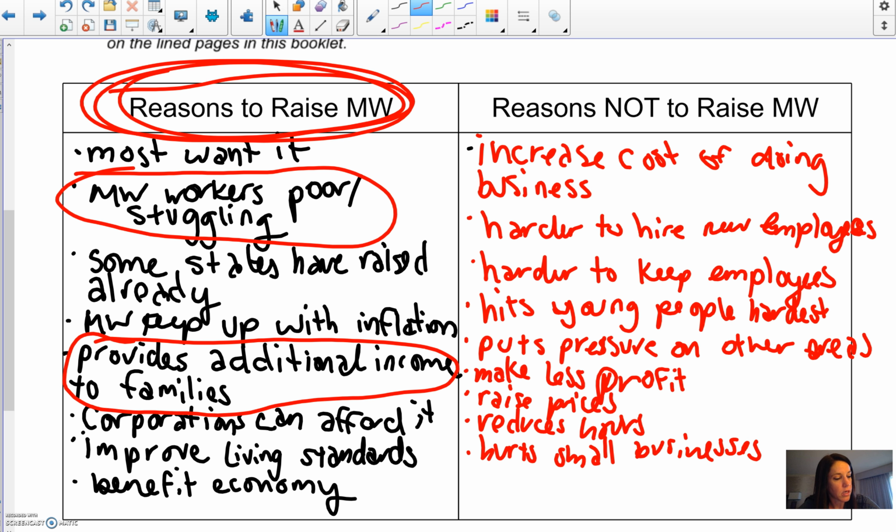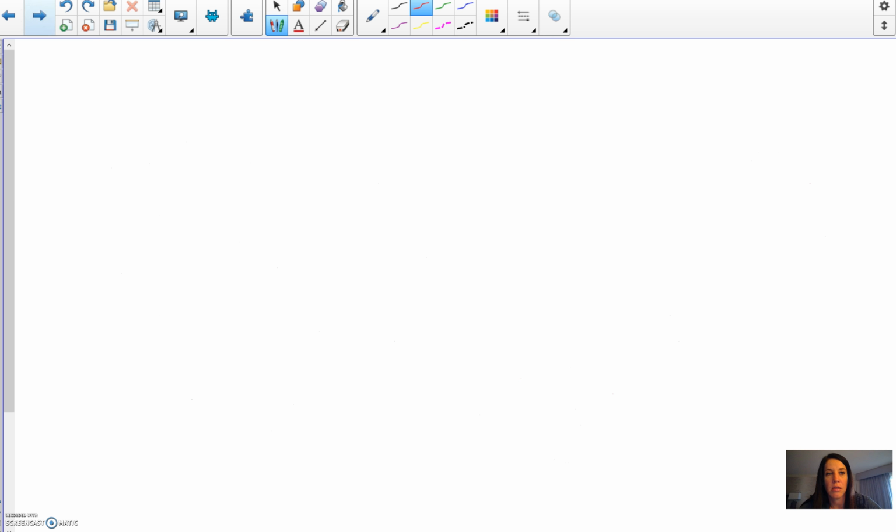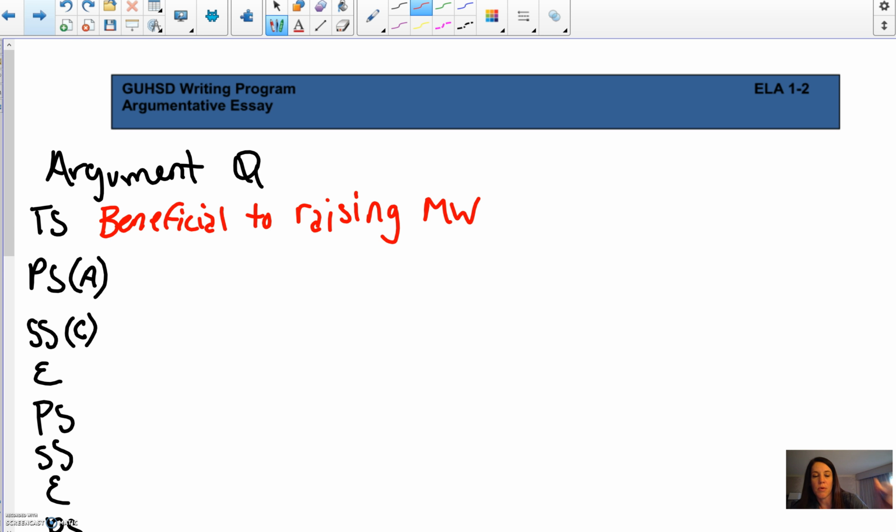And our last primary support is just this idea that it seems to be that most want it. It's a popular idea. Okay, if your citizens want it, then why not do it? So those are going to be my 3 primary supports in my argument paragraph. So all I'm going to do is take these 3 that I circled, and plug them into my outline where it says primary support.